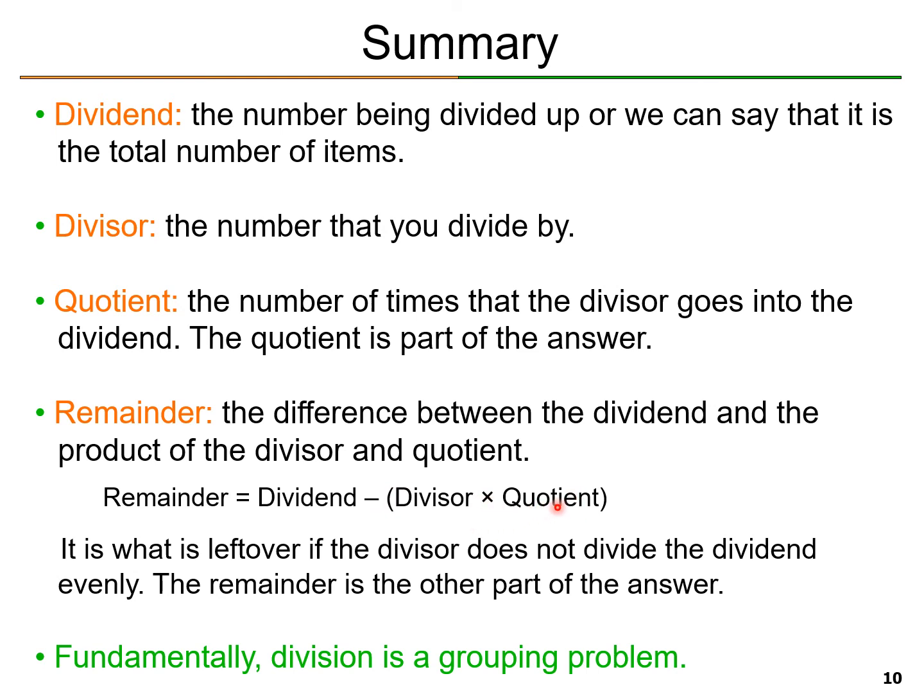So you multiply the quotient times the divisor, then whatever that number is, you subtract that from the dividend. It is what is left over if the divisor does not divide the dividend evenly. The remainder is the other part of the answer. Fundamentally, division is a grouping problem.